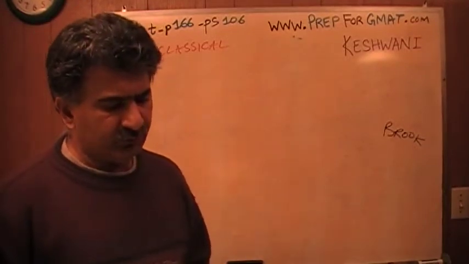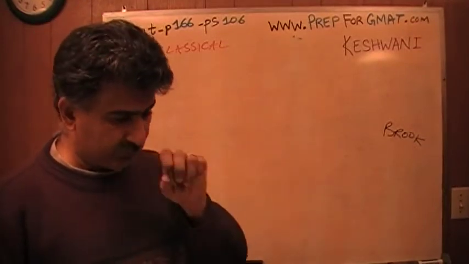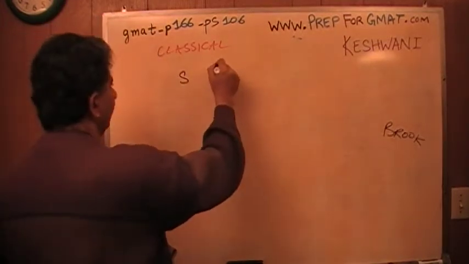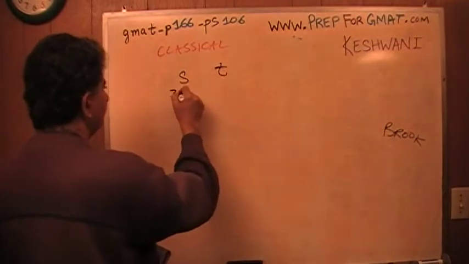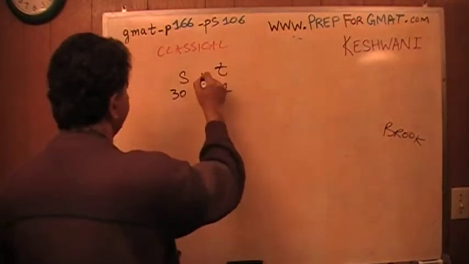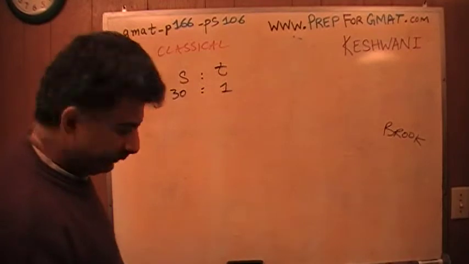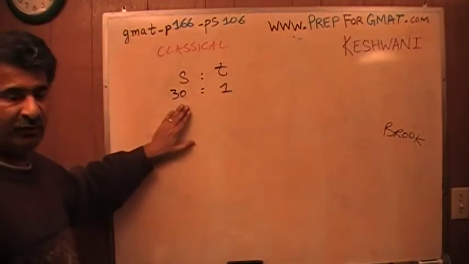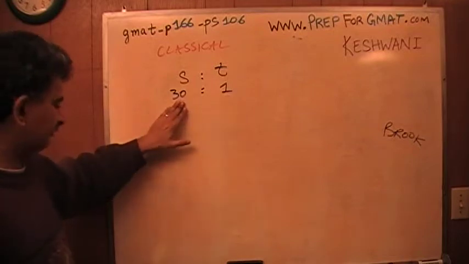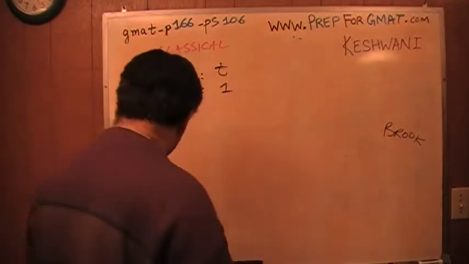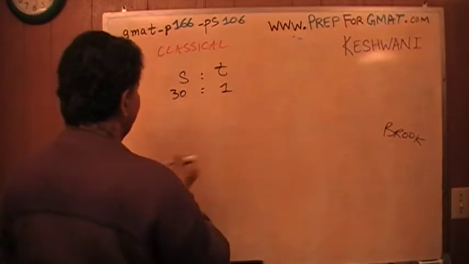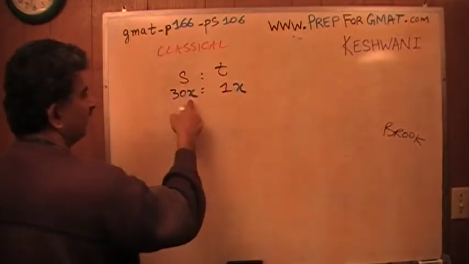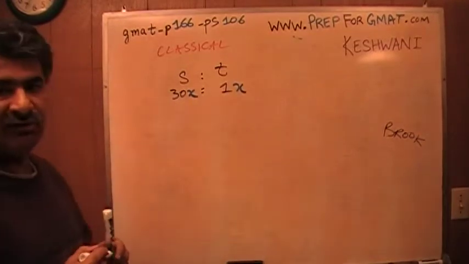It says the present ratio of students to teachers at a certain high school is 30 to 1. So here's my students, here's my teachers, and the ratio is 30 to 1. In other words, if I had 2 teachers in a school, there must have been 60 students. If I had 10 teachers, there must have been 300 students. And if I had X number of teachers, then there must be 30 times X students. The ratio is 30 to 1.